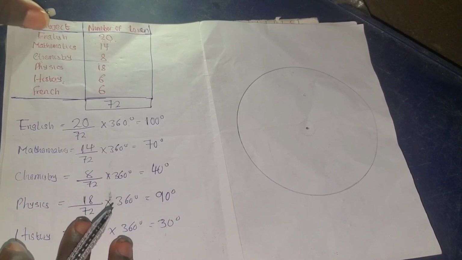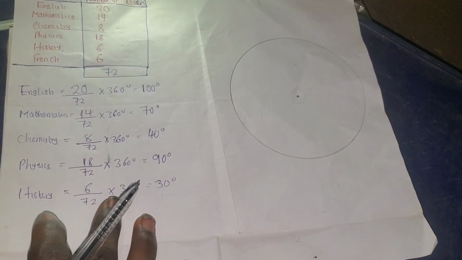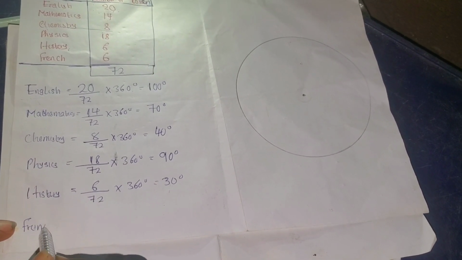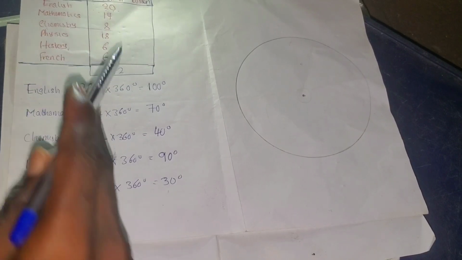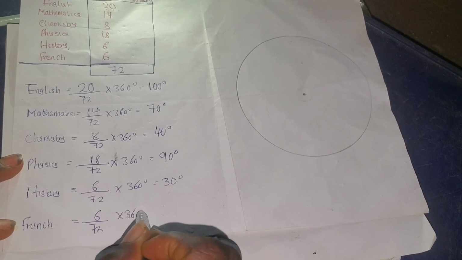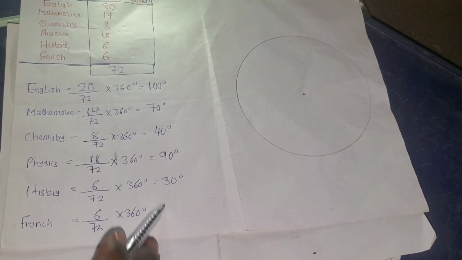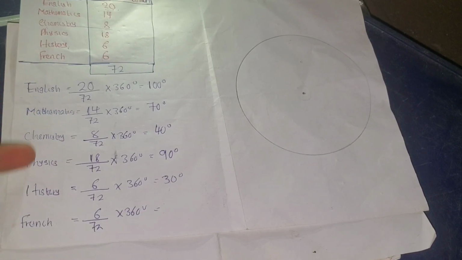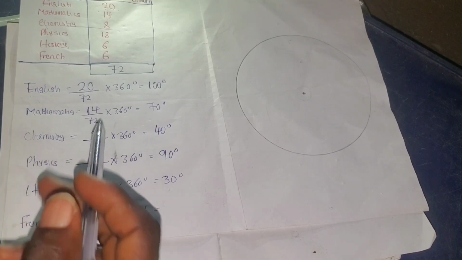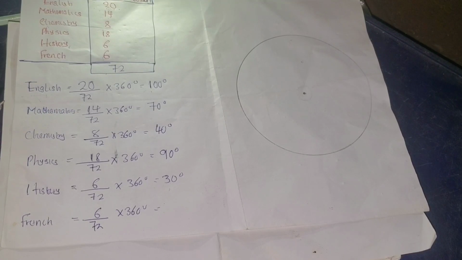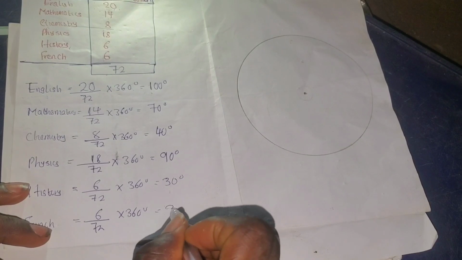Let me shift this upward. Now for the last one we have French, so let's calculate for French. The corresponding number to French is 6. So I'm going to have 6 over the total, which is 72, multiplied by 360 degrees. All these angles that you have here are called sectorial angles. These are the angles that each item here is going to take. The size of each item on the pie chart is this angle. So here I'm going to have 6 divided by 72 as well, multiplied by 360 degrees, that is 30 degrees as well. So this is also 30 degrees.